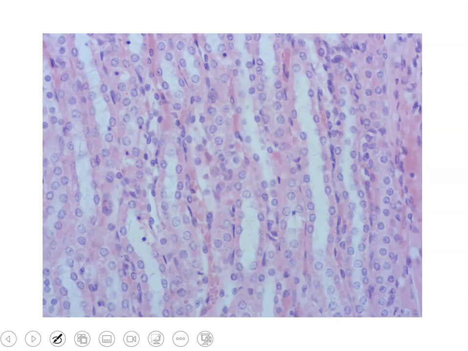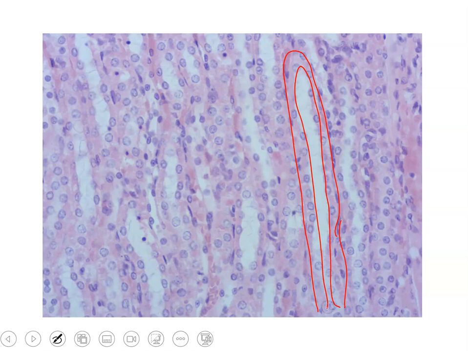Here is just another look at the kidney slide. This is more of a longitudinal view of our renal tubules. More than likely, this is within the medulla or the inner layer of the kidney, but as you can see, we have our single layer of cube-shaped cells forming our simple cuboidal epithelium. Again, this is found within the kidney.